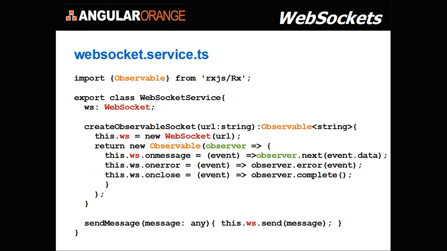Okay, so here's the WebSocket service. We'll go through the code in a minute, but you have to import the observable, and then you create this WebSocket service. And in there you have a WebSocket. When you create the observable socket, you instantiate the WebSocket via URL, and that URL is pointing to the server, and the port number is pointing to the port number that the Node.js socket is listening on. And then you return the new observable, which is really an observer which points to the WebSocket listening on the message.